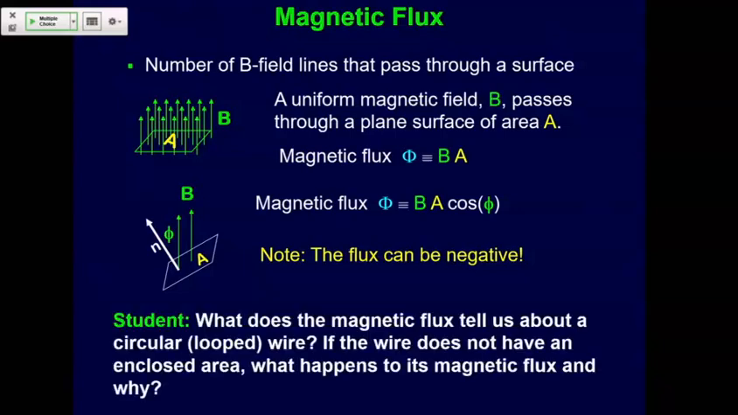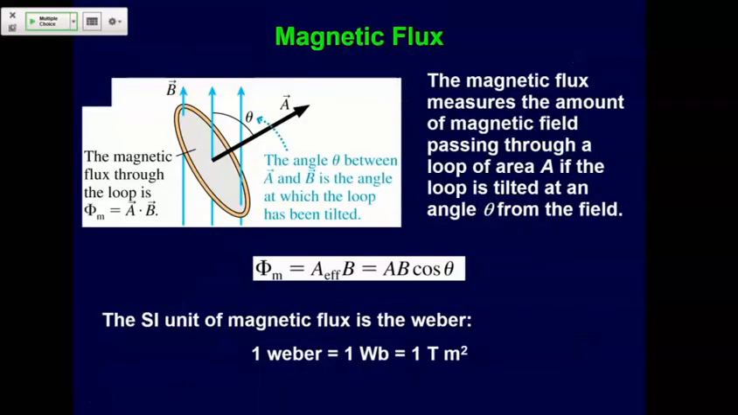That is what the magnetic flux is measuring. Okay? And so what does the magnetic flux tell us about a circular looped wire? If the wire does not have an enclosed area, what happens to its magnetic flux and why? It's the same sort of idea. This idea of the flux is really general, and it works for any kind of area you want. It doesn't have to be a square area or whatever. It's pretty flexible. For the units, area times magnetic field would be Tesla times meters squared, which we have our own term for, the Weber. And so magnetic flux would be measured in Webers.